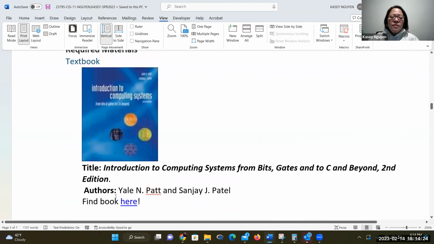This is the book I'm using. You can download your textbook there. It's a PDF, or you can purchase the book online. It is a little pricey if you purchase it.